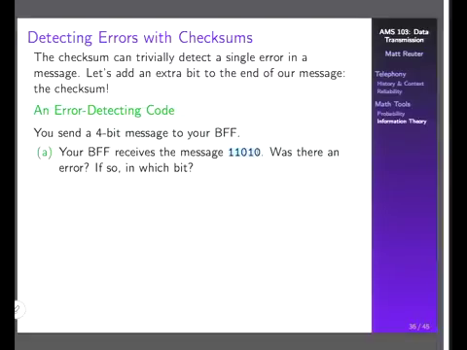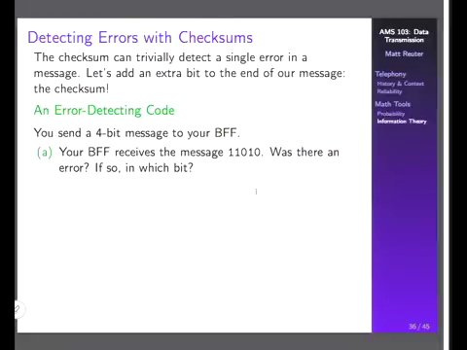Notice how many bits are there? There are 5. So what's that 5th bit? It's the checksum. Because remember, our message is actually only the first 4 bits. But we're adding this extra piece of information on the back to help us figure out what's going on with errors. Okay? So if your BFF received 11010, was there an error in the message?